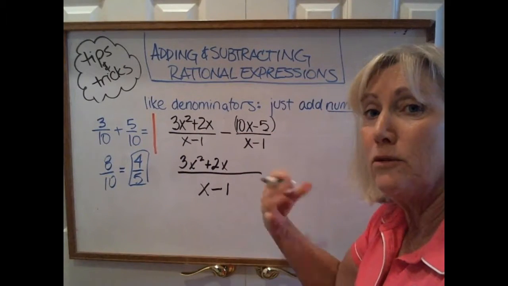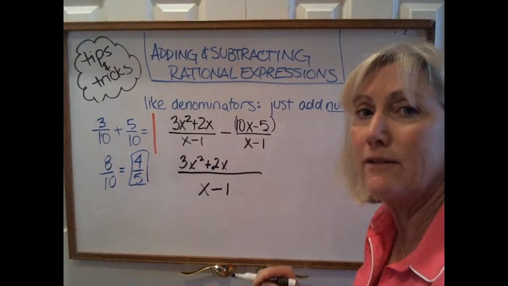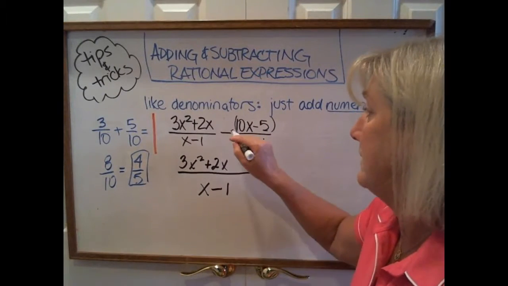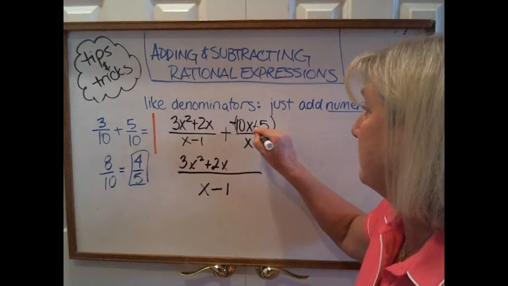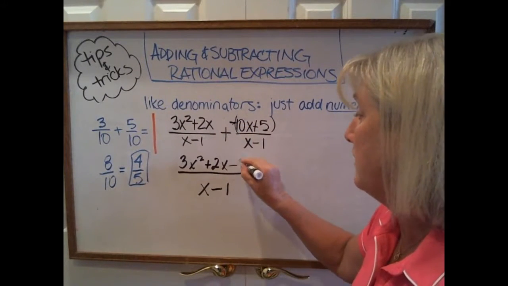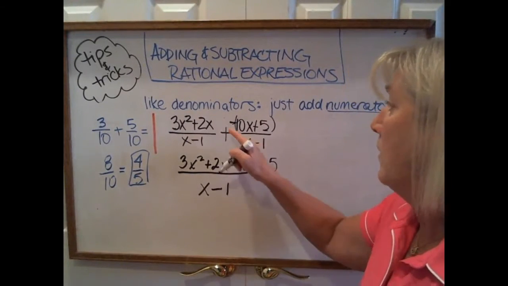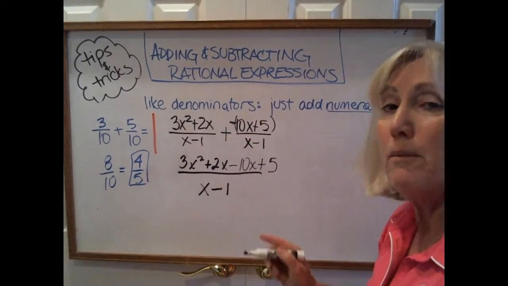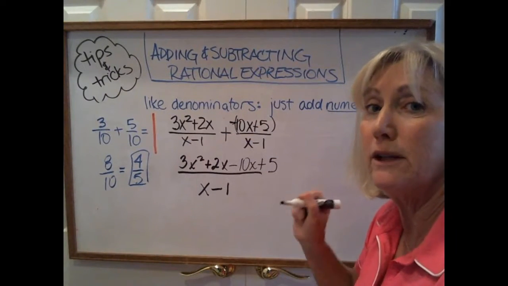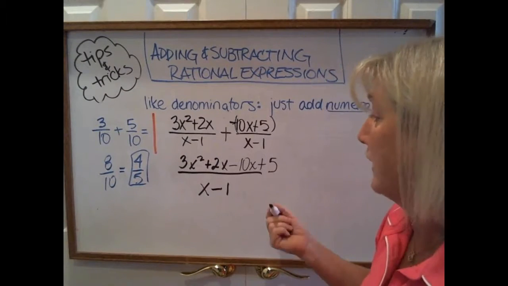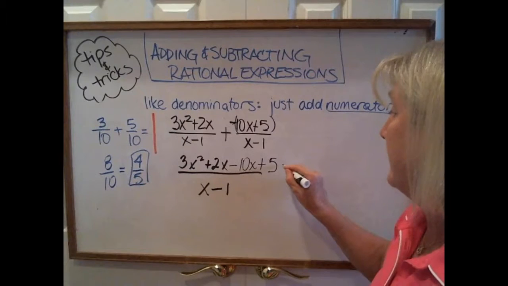So what I like to do is distribute that negative sign right away so I don't miss it. So I'm going to do plus negative 10x and then plus 5. So it'd be minus 10x plus 5. Remembering to distribute that negative to everything in that numerator is really, really important and really, really easy to forget. So as I said over here, we need to then simplify this.